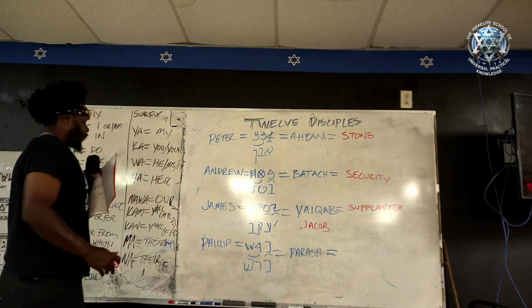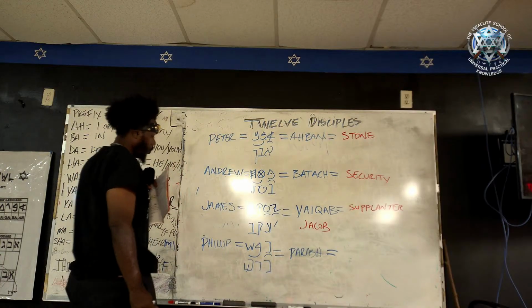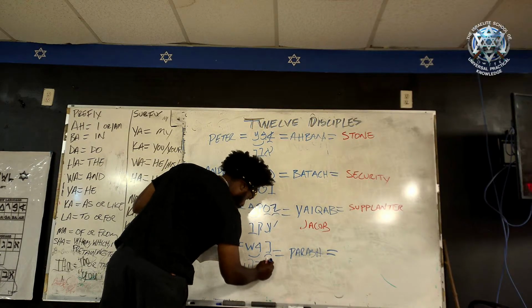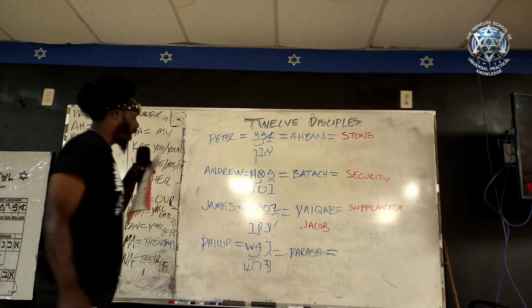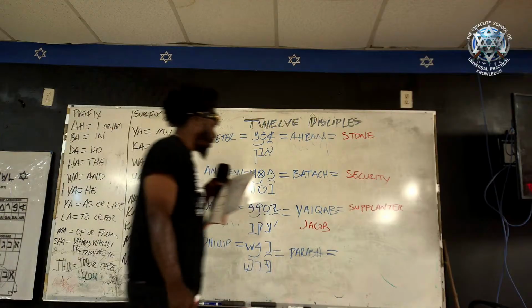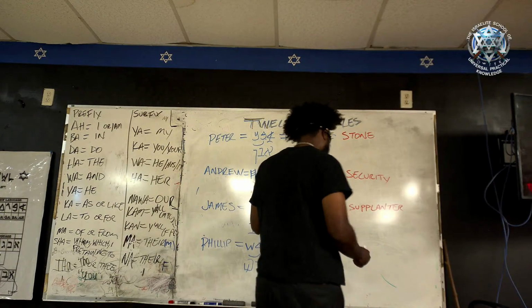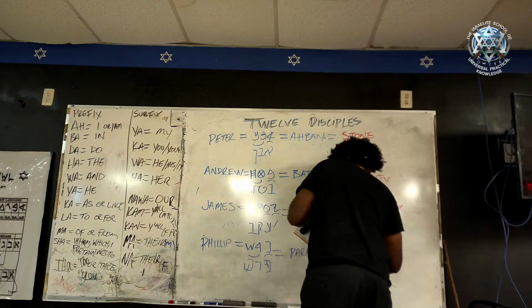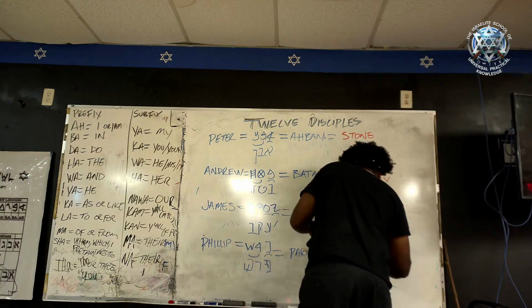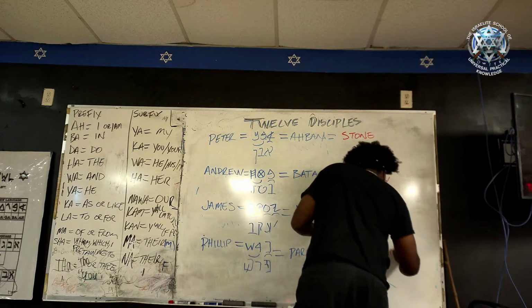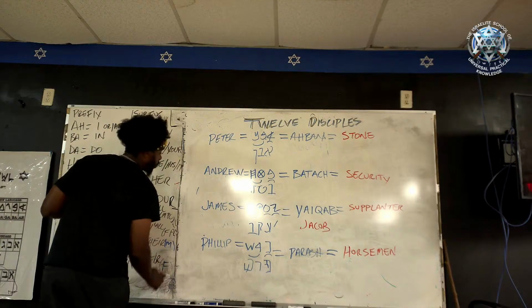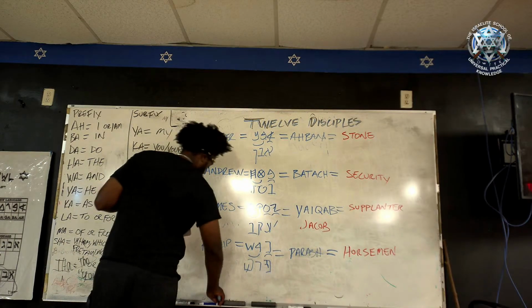All right. So Philip's name in Hebrew is Parash. Make sure you do that correctly. Parash, right? Because he was a lover of horses. His name means horseman. Horseman. Right? Parash. All right. So these are the first four.